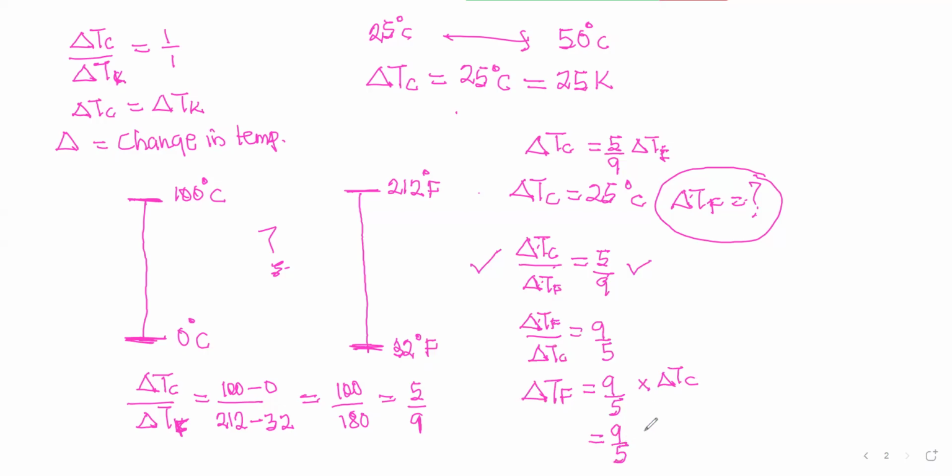And what is the change in temperature on the Celsius scale given? That is 25. So 9/5 times 25. This 5 goes into 25 5 times. So 9 times 5 is 45 degrees Fahrenheit, meaning that a change in temperature of 25 degrees Celsius will be equal to a change in temperature of 45 degrees Fahrenheit. Please, is there any question?